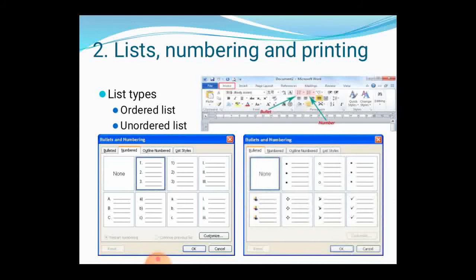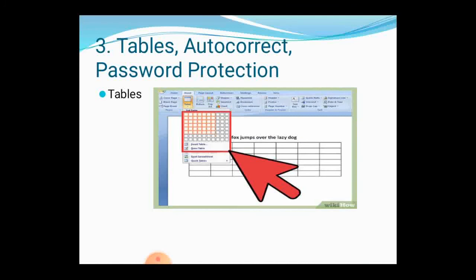When we need it in the ordered form, we can go with 1, 2, 3 numbers, Roman numerals, and letters, small letters. These come under the ordered list, and the bullets come under the unordered list. These options will be there on your Home tab itself, in the paragraph group, where you will see the alignments and the ordered list.